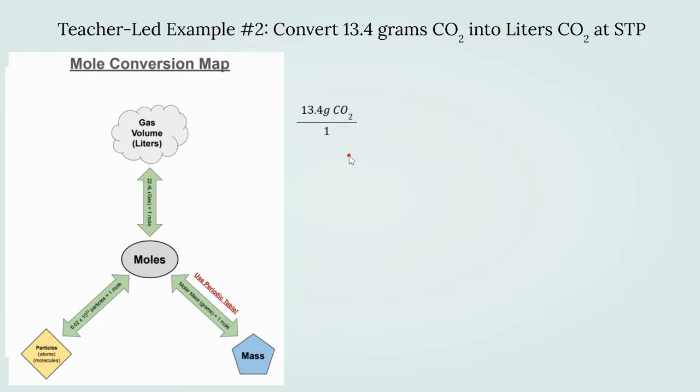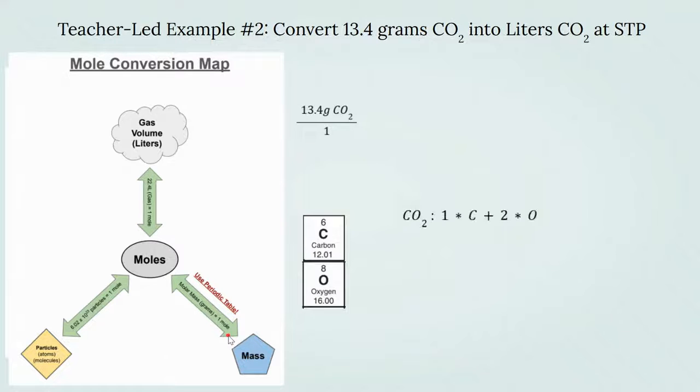Let's start with 13.4 grams of CO2 over 1. That's the amount we know. We know we're starting at mass and we're trying to convert to moles and then to liters of a gas. That's what the problem's asking for. So to convert from mass to moles, use that molar mass. We use our periodic table for C and O.